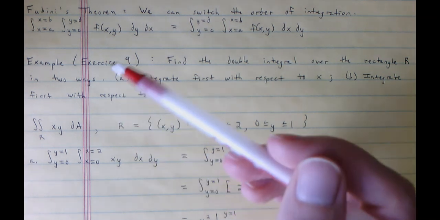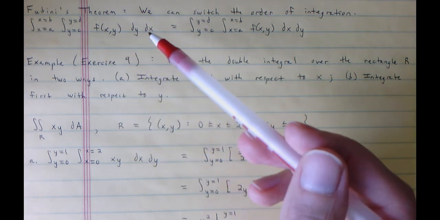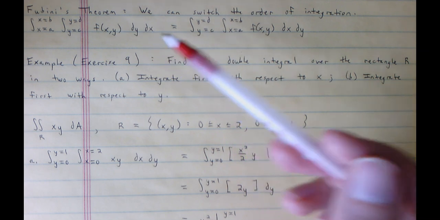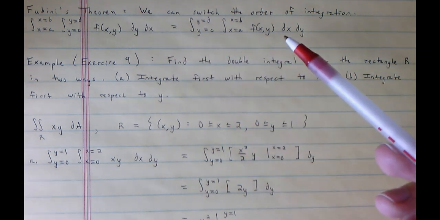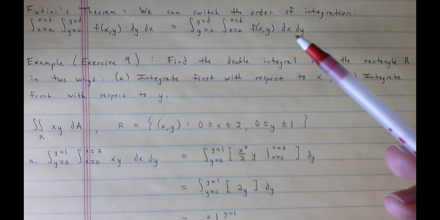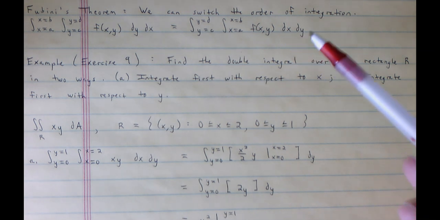So this says if we first integrate with respect to y and then x, that's why I've got dy dx, that's the same as first integrating with respect to x and then y. That's why I've written dx dy here. We start on the inside and work our way out.